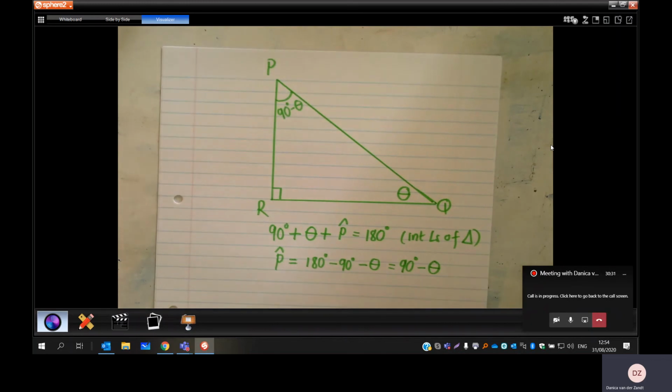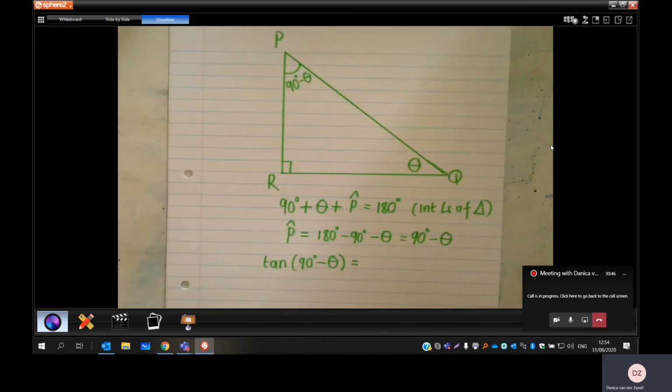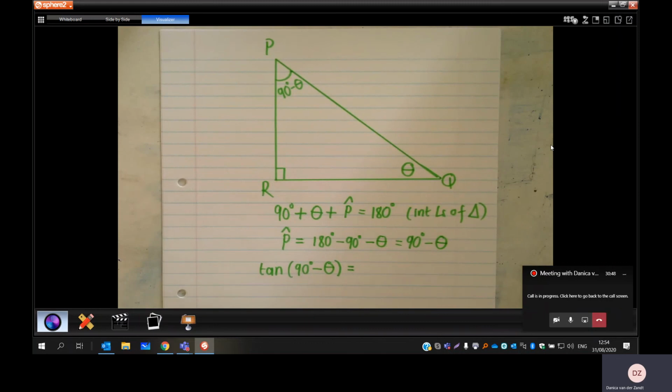So if I had to say, what is tan of 90 minus theta? I want you to give me the sides that I'm referring to using 2 letters, please.